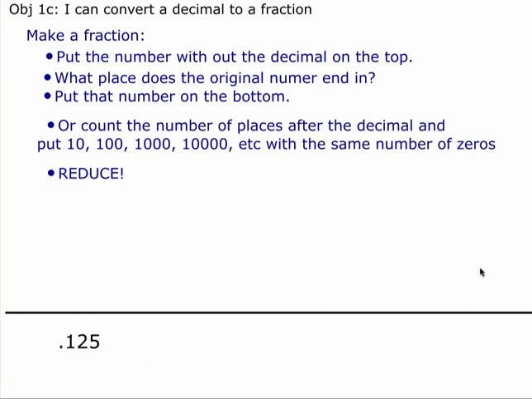Okay, so let's try a different number now. Now I have 0.125. We're going to follow the same steps as we did on the last one. I'm going to go ahead and make my fraction bar. I'm going to put the number without the decimal on top, so I'm going to put 125 on the top. And then you need to know what place this 5 is in.